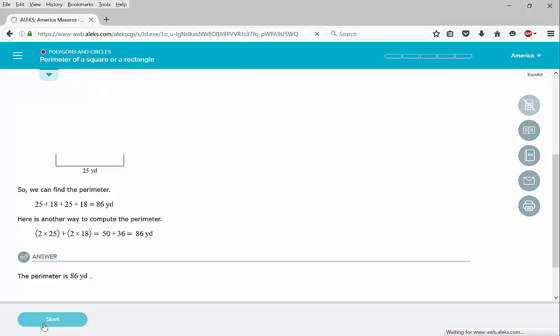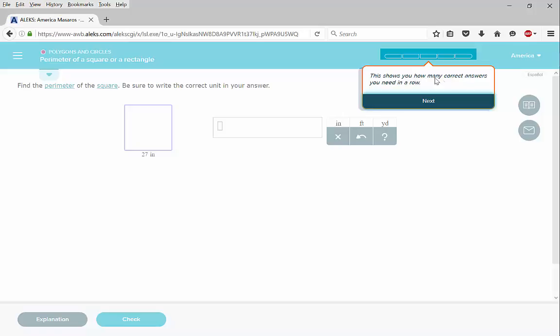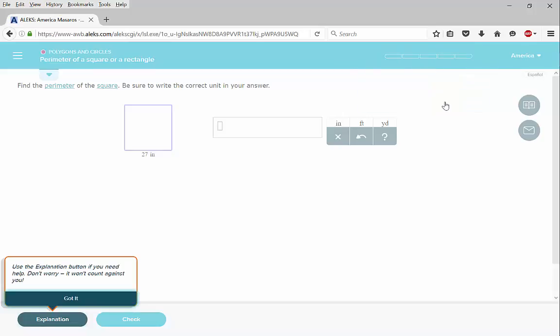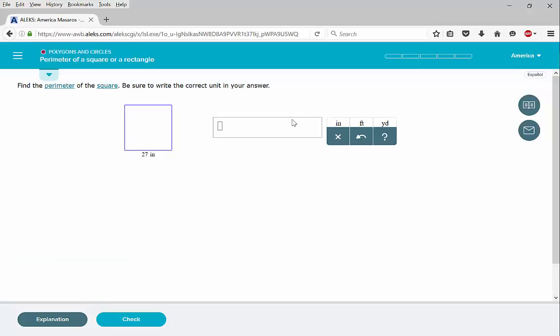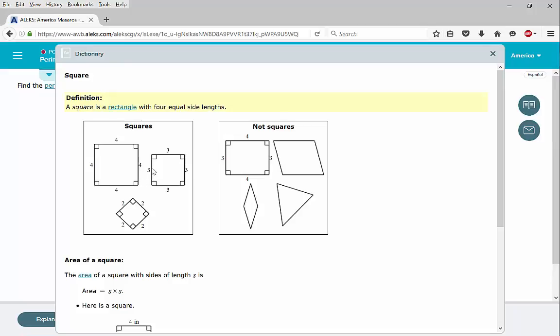So now I start to work on lessons. This shows how many correct answers I need in a row. I need 5 correct answers in a row. Ouch. Okay. Well, on my scratch paper then, I'm writing down that I'm working on the perimeter of a square or rectangle. I can hit the explanation button if I need one. This is a square. The last one was a rectangle. Let's see if this explanation is going to help.